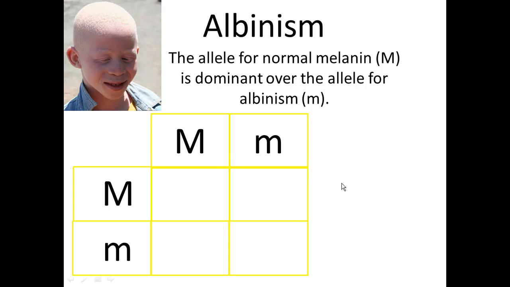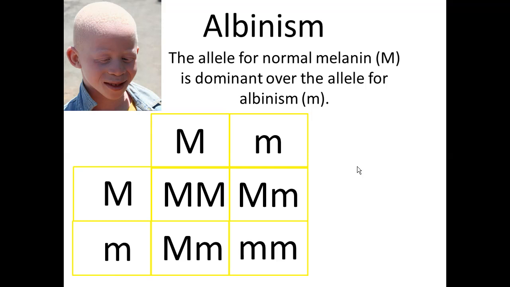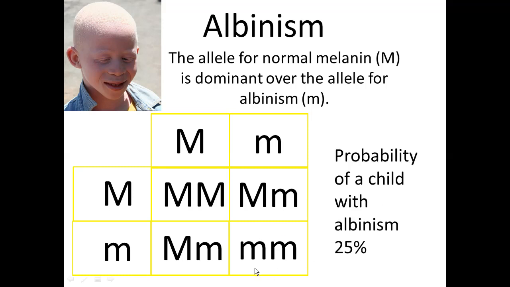So what would be the probability between these two parents to have a child with albinism? When you complete the Punnett square, you will see that the probability to have a child with albinism is 25%, because just one square has both recessive alleles.